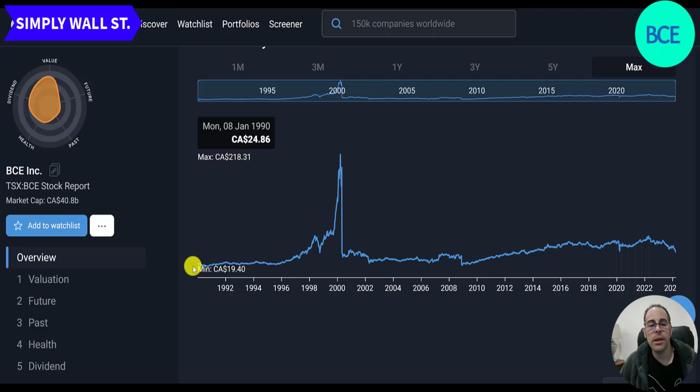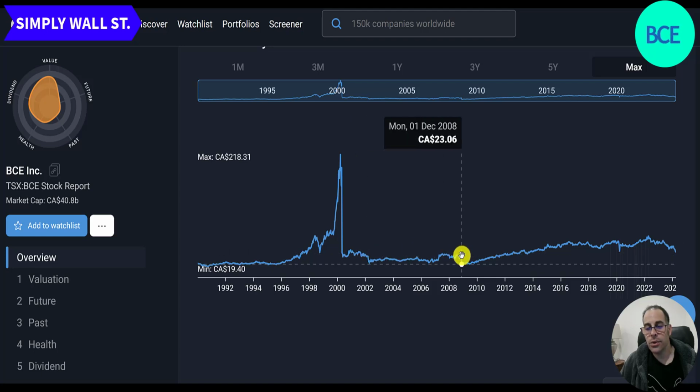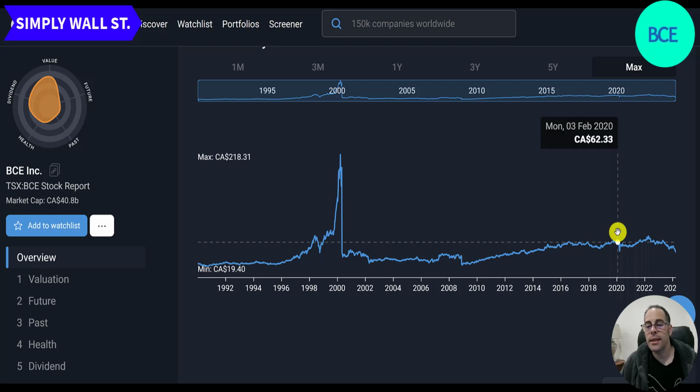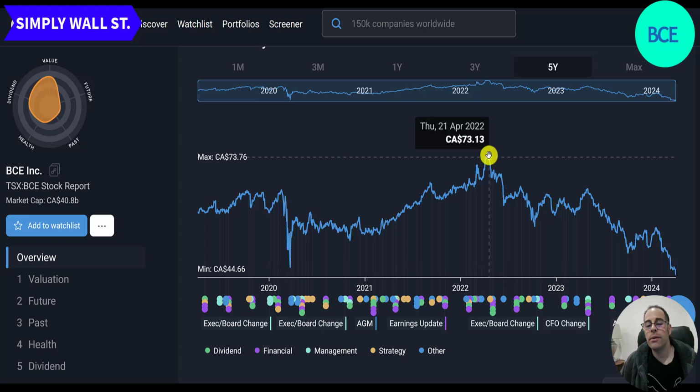They've been public a long time, several decades, and you could see they really peaked in 2000, over $218 a share. That would have been a nightmare if you bought it back then. It came crashing down in the mid to late 2000s. Then it looks like it traded sideways for around 8 years, dropped to the low 20s in 2008. It ran up to over 60 in the beginning of 2020. Then in March 2020 came down to the mid 40s, then ran back up to over 70. That was in April 2022.